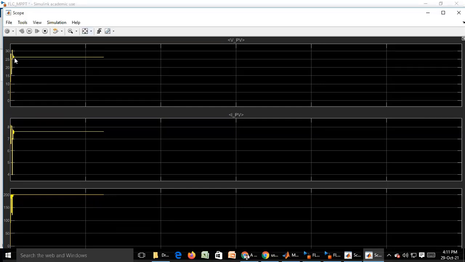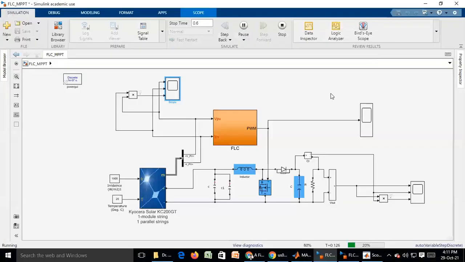See, VPV also has come at last. When I consider P&O, incremental conductance and fuzzy logic, what has happened with the help of fuzzy logic is that we are ensuring both tracking speed and tracking efficiency. Efficiency is 99.99, and tracking speed is also good. So that means during constant irradiance conditions and during partial shading conditions, our MPPT is working properly. Is it fine?